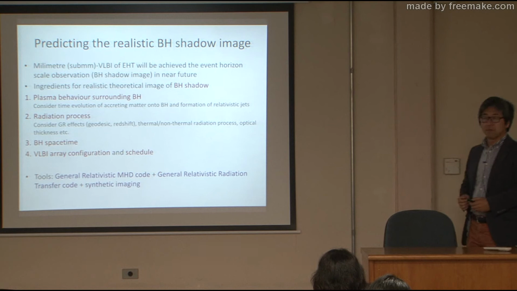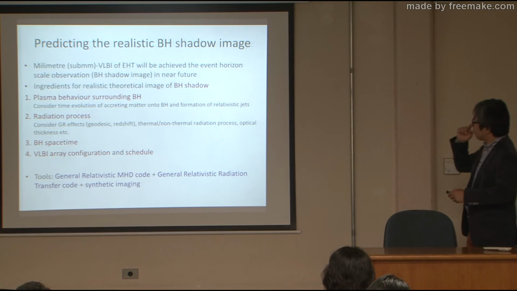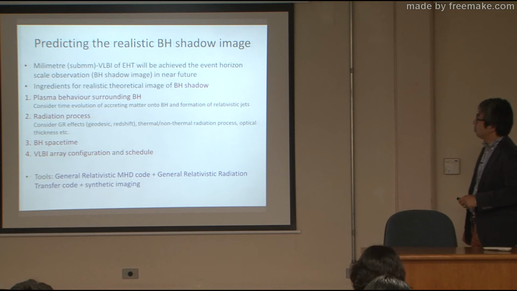Any question about that? Okay, so changing the topic to the prediction of the relativistic black hole shadow image. The millimeter and sub-millimeter VLBI of the EHT will be achieved for event horizon scale observation, so we will be getting the black hole shadow image in the near future.